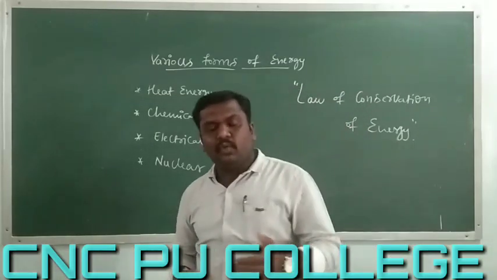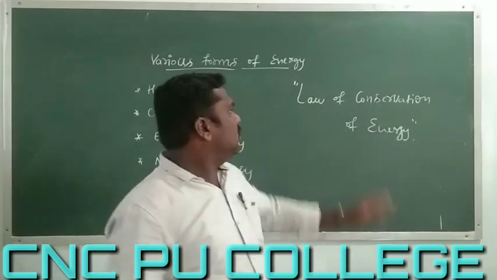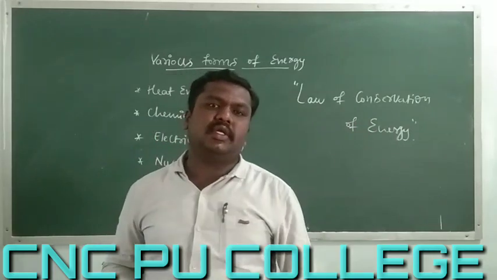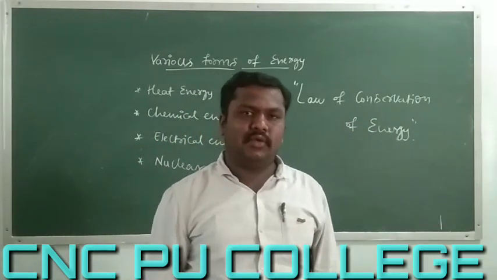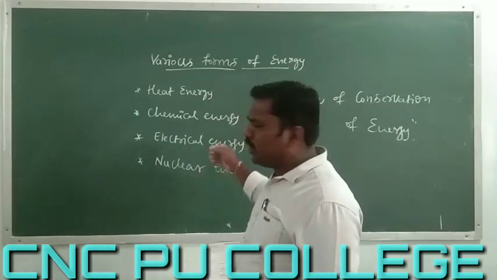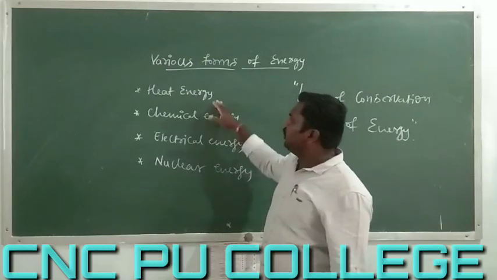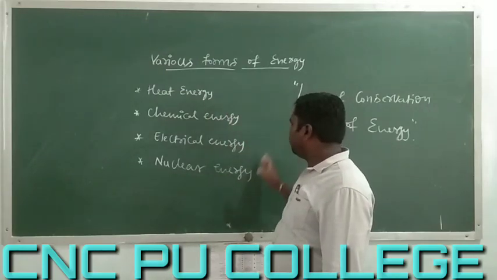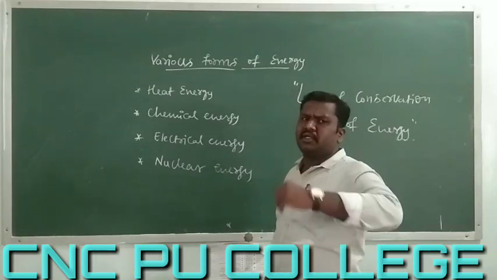So, we have various forms of energies, and we well know the law of conservation of energy. Energy can neither be created nor be destroyed, it can just be converted from one form to another. Isn't it? So, we have wide varieties of energies. Let us have a few here, that is heat energy, chemical energy, electric energy, nuclear energy, light energy, sound energy. We have many kinds of energies.